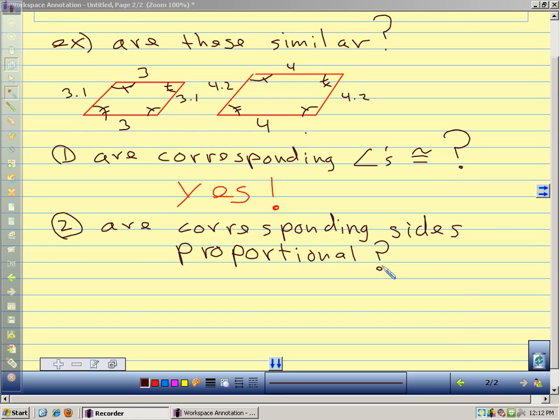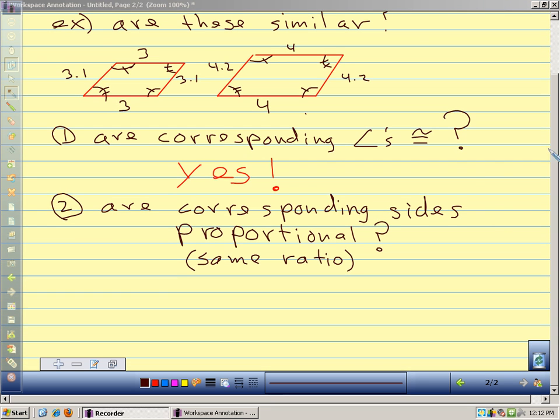So proportional, again, means same ratio. So we have to see if the corresponding sides have the same ratio. So let's make ratios out of the corresponding sides. If I make a ratio, what side length corresponds to the side length 3.1? 4.2. So we're going to make a ratio of that, 3.1 over 4.2.